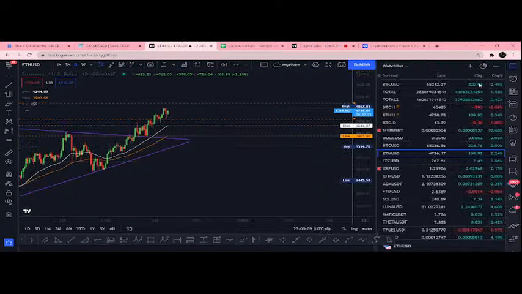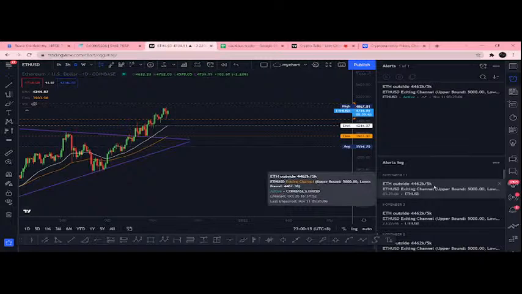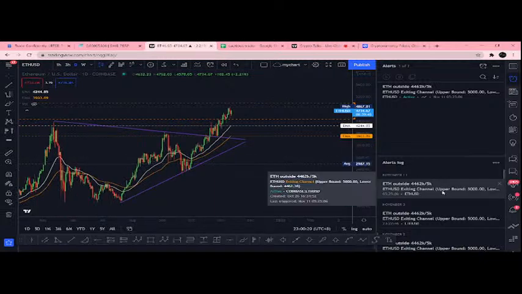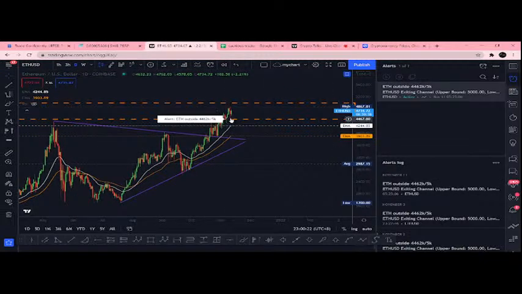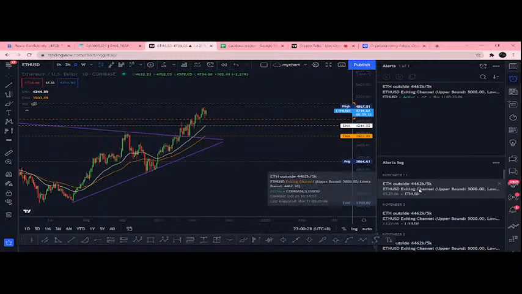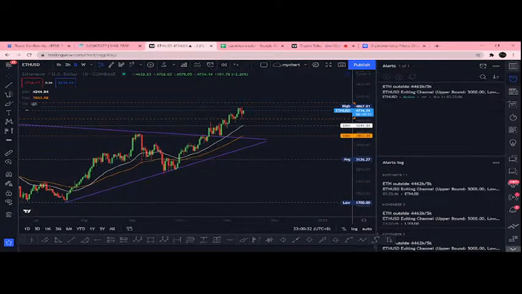However, I was sleeping, so I did not re-long Ethereum around this area, because my alarm is at this one. This is actually 5:25 a.m. Since I was still sleeping, I did not hear the alarm. But supposedly, if I'm awake, I should have opened a long position at 4,462.